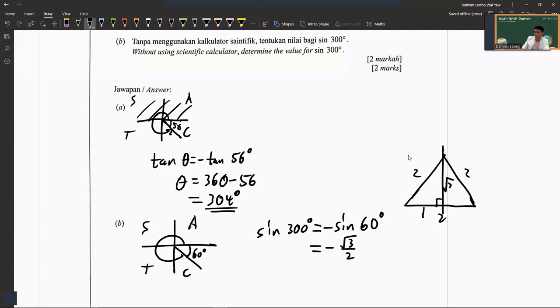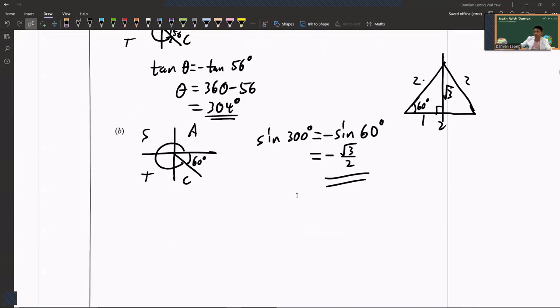Here is the square root of 3 using Pythagoras' theorem: 2 squared minus 1 squared, square root. Then here is 60. Sine is opposite over hypotenuse. That's why it's square root of 3 over 2. So sine 300 is negative square root of 3 over 2. Make sure to have the negative as well. So that is question 4.